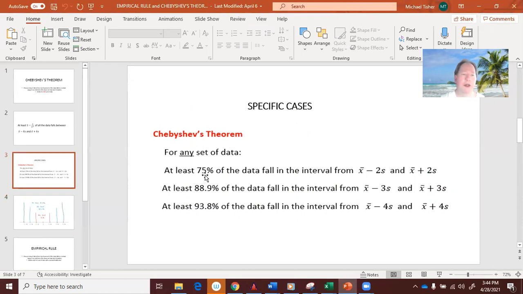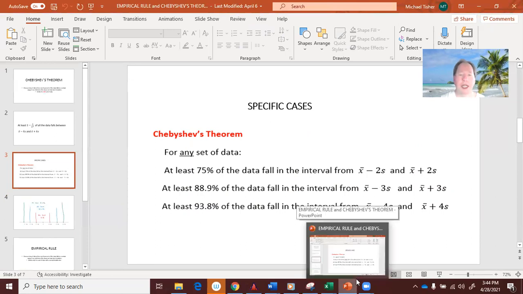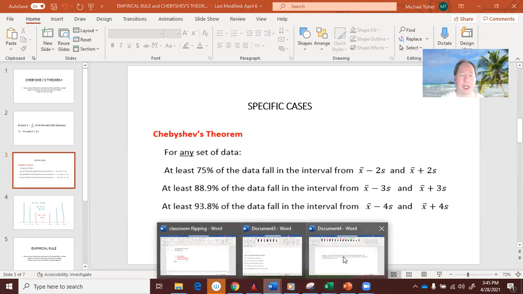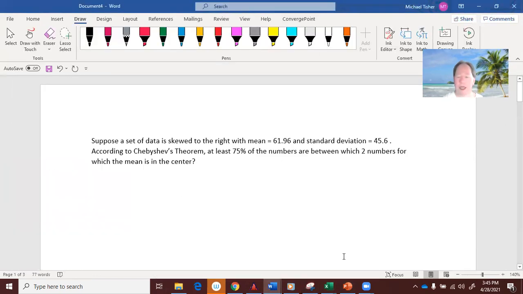And if we look at the theorem here, at least 75% refers to x bar minus 2s and x bar plus 2s. And so we just have to calculate those things, okay? And by the way, x bar is the mean, s is the standard deviation. And so we have at least 75% of the data falls between the mean minus 2 times the standard deviation and mean plus 2 times the standard deviation. So let's go ahead and calculate those.